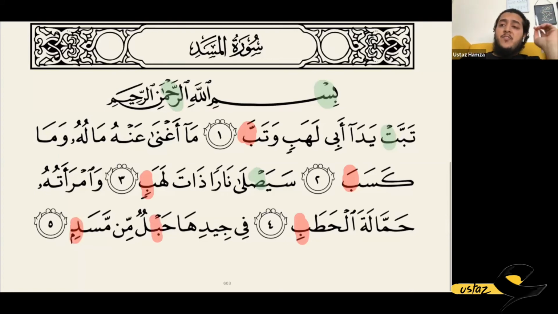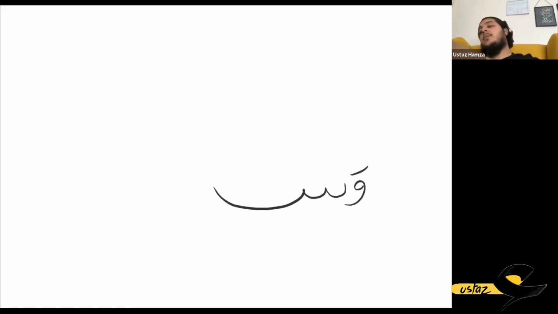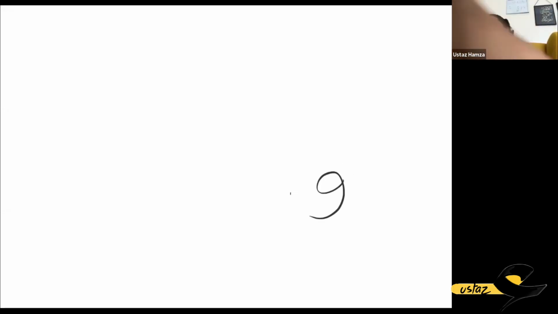Now have a look at the first one here, which is watab. The reason we bounce it like that is because we bounce it like this because if we ever look at a letter with a shadda, wa, no, it's not like that. It's watab, single ba. There you go. Wa, ta, ba.